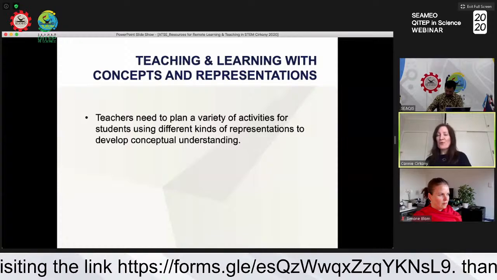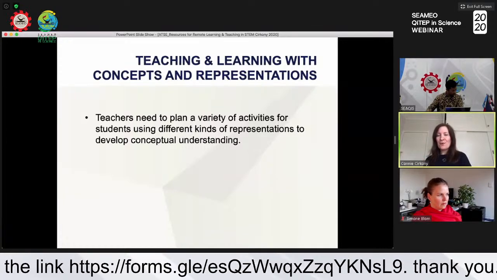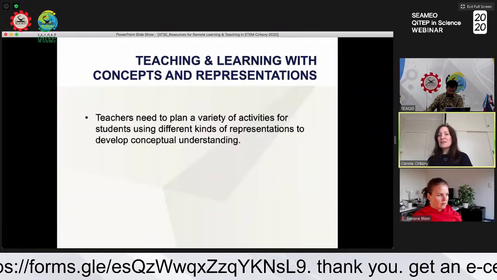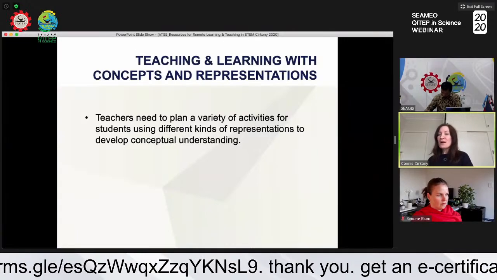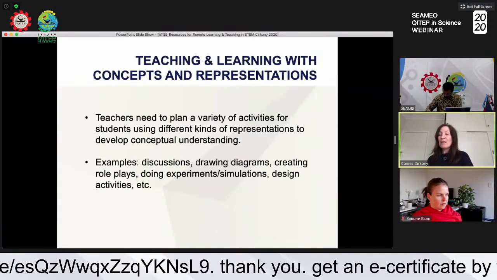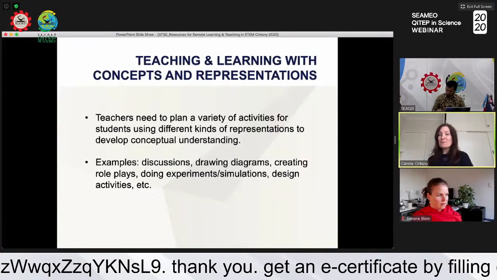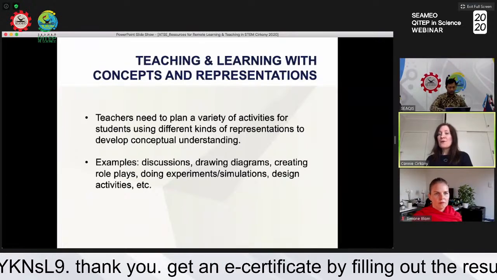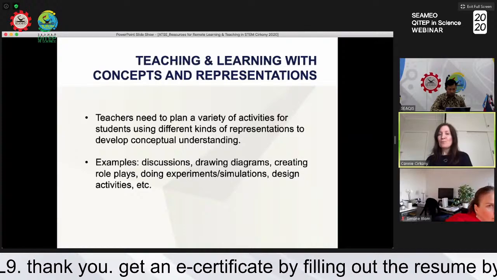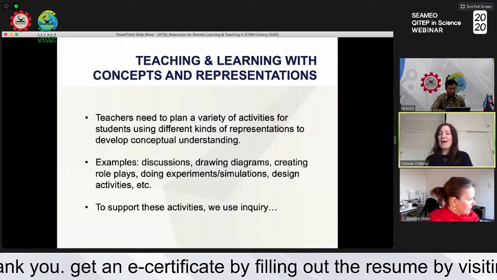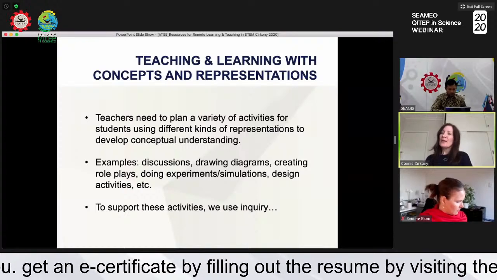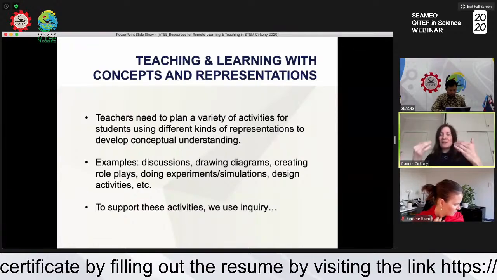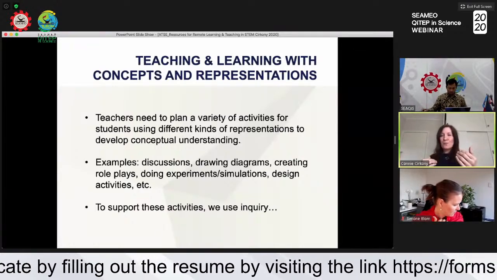So there's just a couple brief pointers now, and I'll elaborate more on them as we go. So as a teacher, you need to plan for a variety of activities for students using different kinds of representations. And these include discussions, drawing diagrams, creating role plays, doing experiments or simulations, and other activities or investigations. Okay, and importantly, there's a way to do this. Again, I've said before, don't just give them the expert diagram, spend some time to understand what their thinking is.